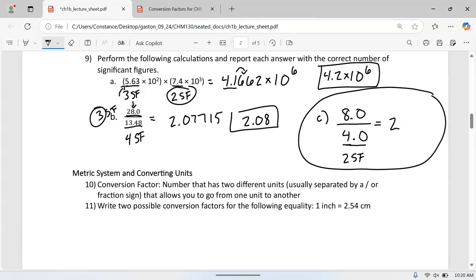So when we report our answer, we have to add the zeros back to give significance. Okay, but I can't change the magnitude of the number. So instead of just 2, my final answer would be 2.0. Okay, so just keep that in mind with sig figs. You may have to add zeros back to get the proper number of sig figs.